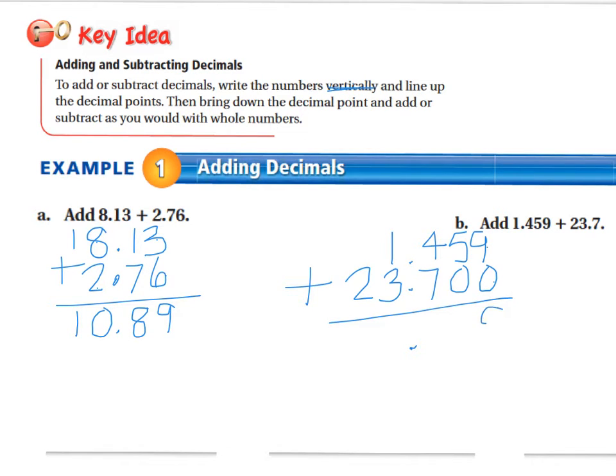9 plus 0 is 9. 5 plus 0 is 5. 4 plus 7 is 11. Regrouping up. 3 plus 1 is 5. And there's nothing to add to the 2. 1.459 plus 23.7 equals 25.159. The key to this is being sure that you add the numbers that are in the same place value.